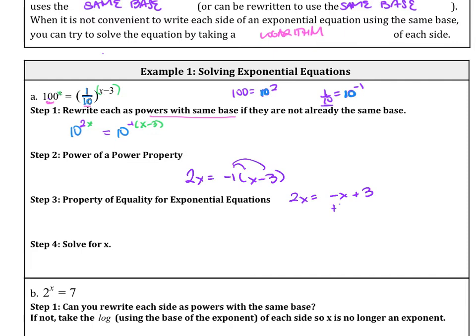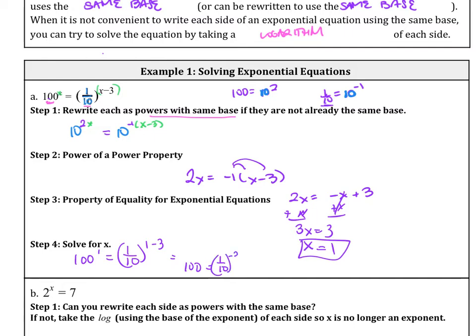Let's go ahead and add x to both sides. So now we have 3x equals 3, or x equals 1. So we can try that. Let's try 100 to the first power equals 1 over 10 to the 1 minus 3. So 100 to the first power is 100. 1 over 10 to the 1 minus 3 is 1 over 10 to the negative 2. So remember what that means. It's a negative exponent, so it flips to 10 squared. And so that's going to be 100 equals 100. So that is true. So we did check the answer.